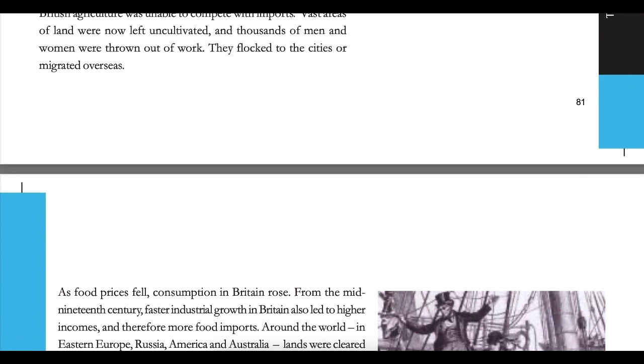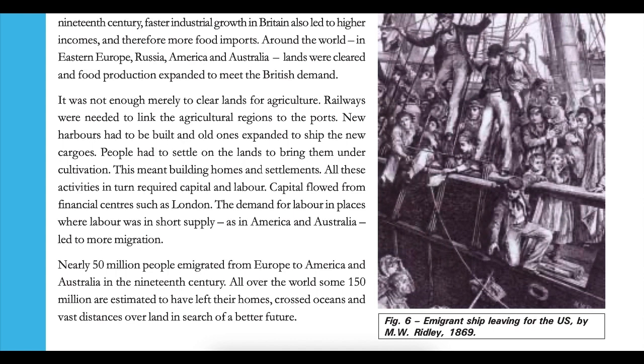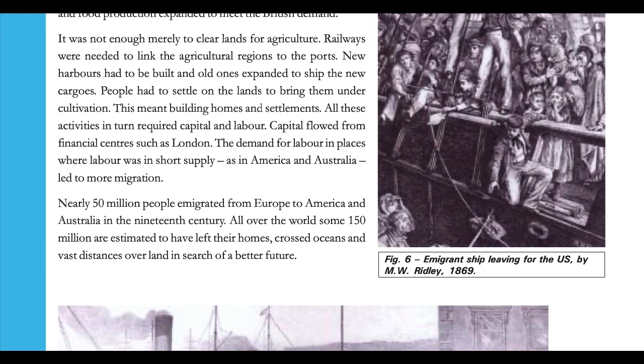As food prices fell, consumption in Britain rose. From the mid-19th century, faster industrial growth in Britain also led to higher incomes and therefore more food imports. Around the world, in Eastern Europe, Russia, America and Australia, lands were cleared and food production expanded to meet the British demand. It was not enough merely to clear lands for agriculture.